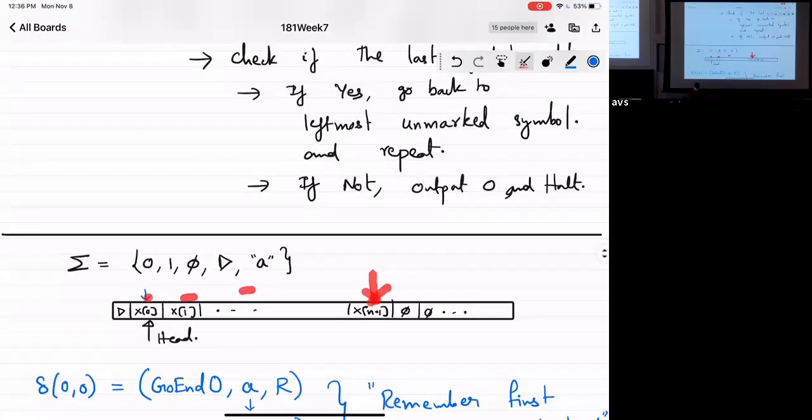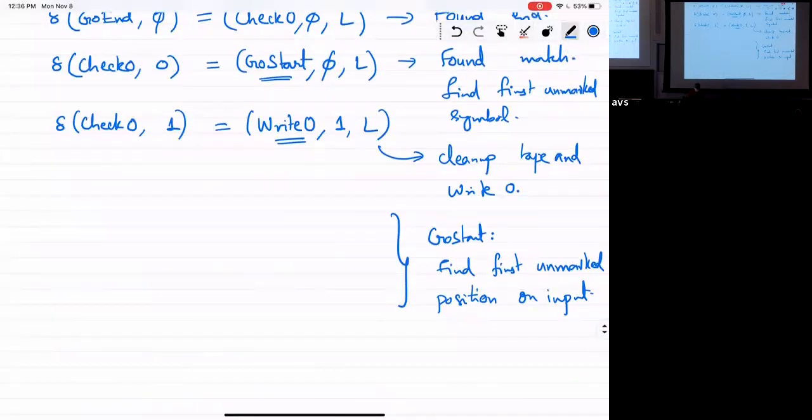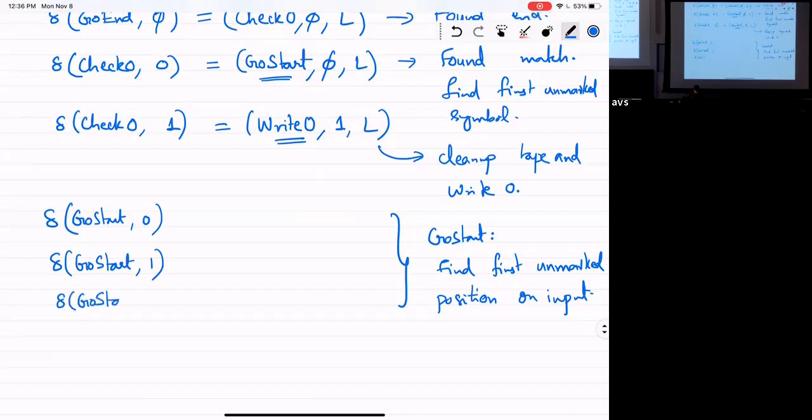I found this to be a 0, which is a match. Now I have to go to the left until I see an unmarked symbol. Can one of you tell me what transitions I should decide for that? Hold on, let me fill this out. If I see a 0, what should go start do? Meaning, I'm trying to find the first symbol that has been unmarked. But if I see a 0, what's the local instruction that I should do?